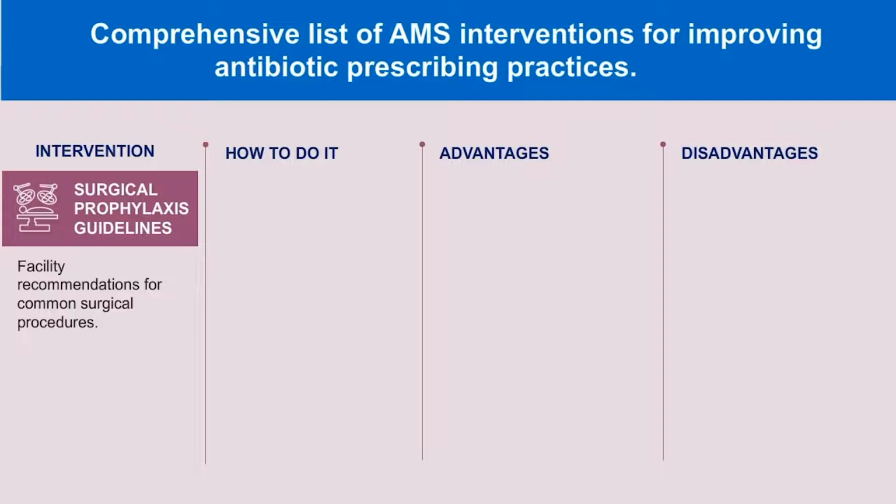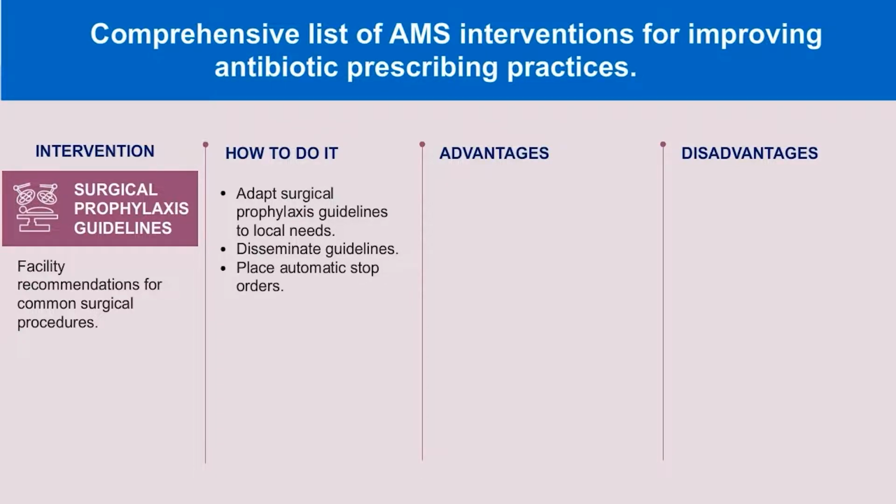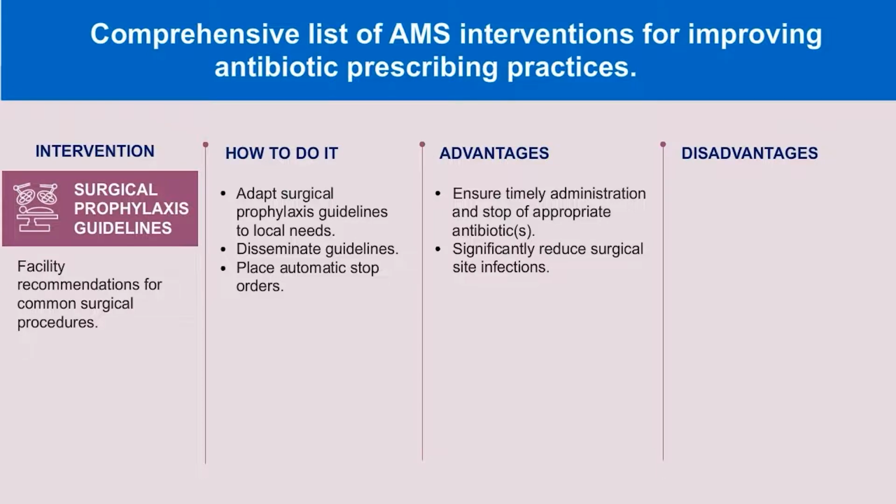It can be implemented by adapting surgical prophylaxis guidelines to local needs, providing antibiotic choice, dose and duration, disseminating guidelines through posters in the operating theatre, leaflet, apps and electronic platforms, and placing automatic stop orders. The advantages are that it can help ensure timely administration and stop of appropriate antibiotics, significantly reduce surgical site infections, easier to implement than other guidelines.